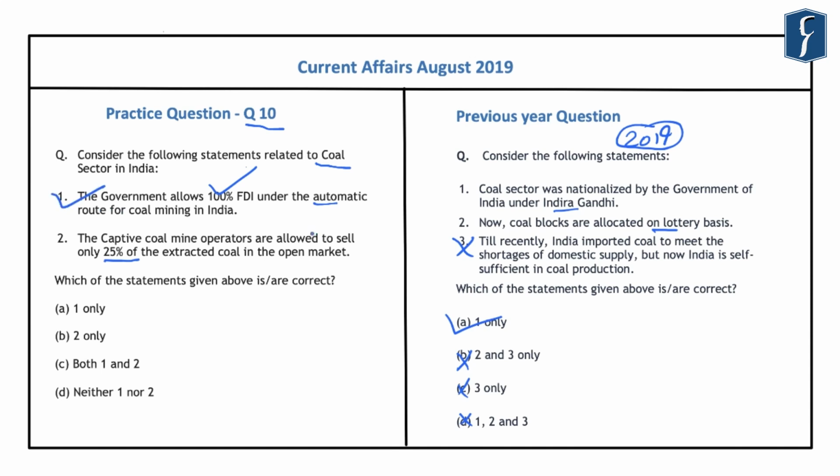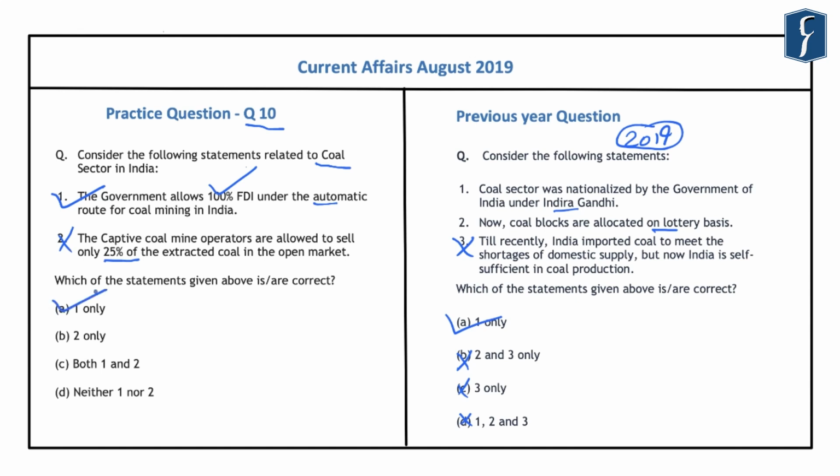However, the second statement, that the captive coal mine operators are allowed to sell only 25% of the extracted coal in the open market, is an incorrect statement. And this is because this limit on the captive coal mining was removed recently by the government of India. Earlier the captive coal mine operators were allowed to sell only 25% of the extracted coal in the open market. And now the government has allowed these captive coal mine operators to sell their entire coal in the open market. And thus the government has put an end to the captive coal mining regime itself in India. And hence the correct answer here is A, that is 1 only.